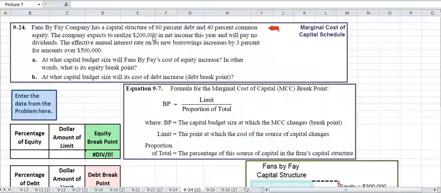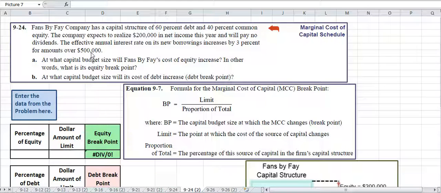So if they need more than 200,000, they're going to need to issue new stock. So this is the limit you're going to use to compute their equity breakpoint. And they will pay no dividends, so we don't have to take that into account. The effective annual interest rate on its new borrowings increases by 3% for amounts over 500,000. So 500,000 is going to be their debt limit before the cost of debt changes.